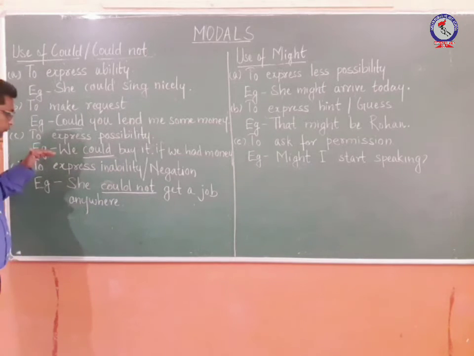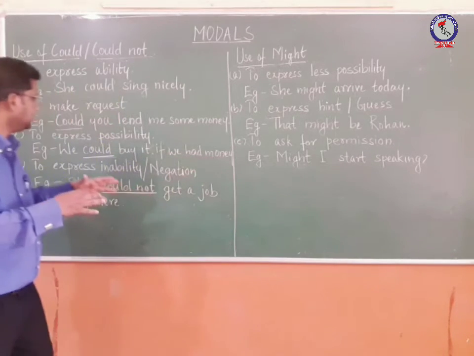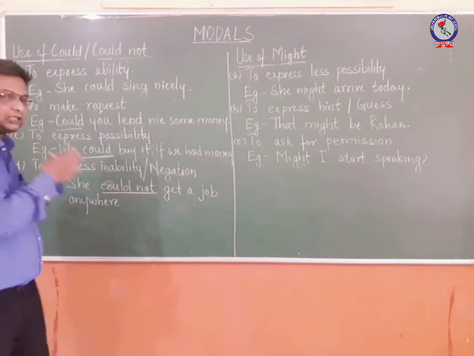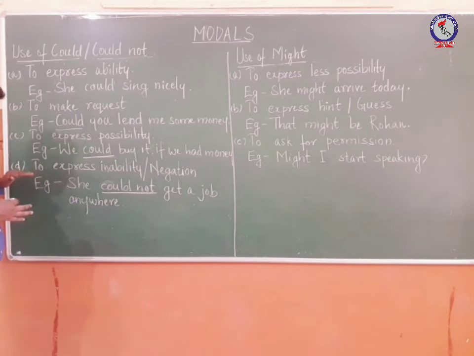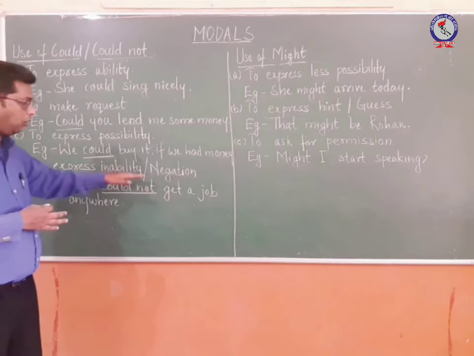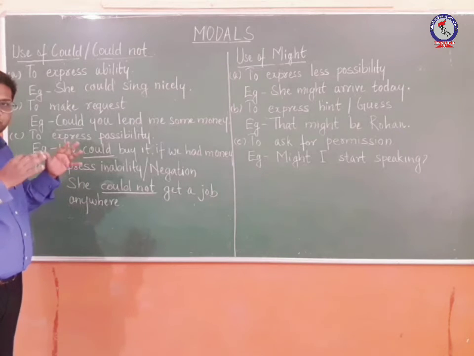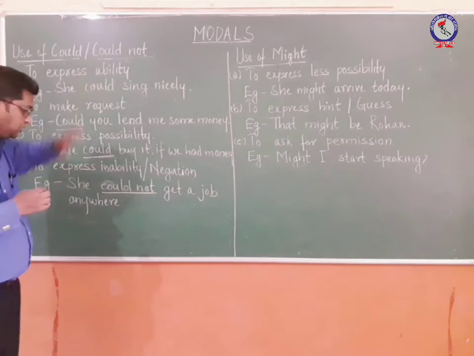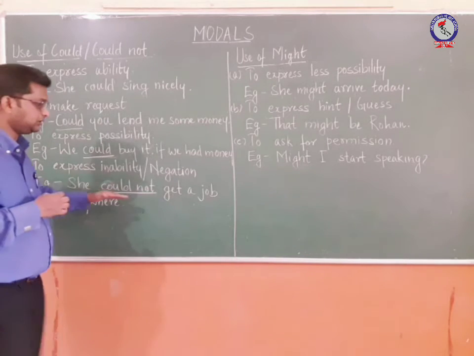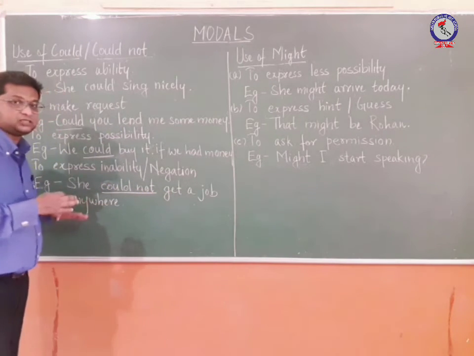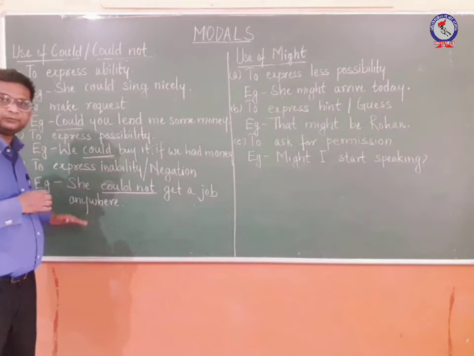Likewise, we could buy it if we had money. This is a possibility. If they had the money, they could have purchased it. Now, D, to express inability or negation. To express inability, we can use could not. See here, the use of could not. She could not get a job anywhere. This is the inability due to which she could not get a job anywhere.